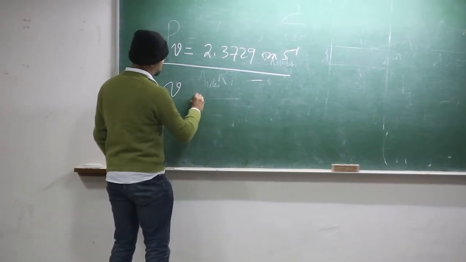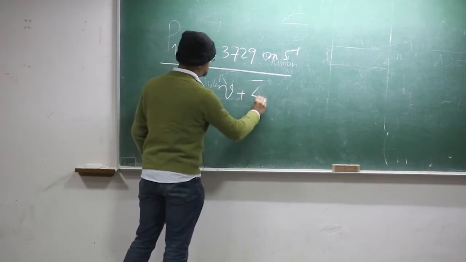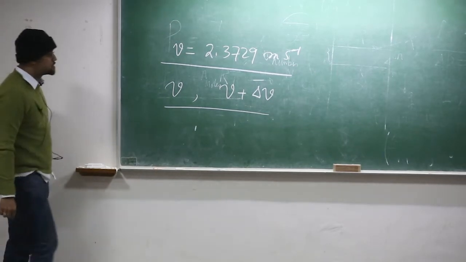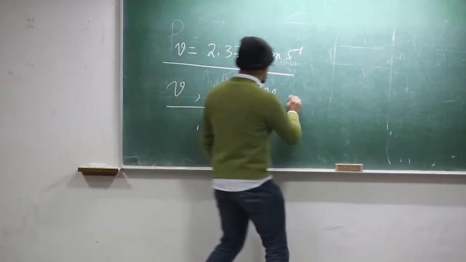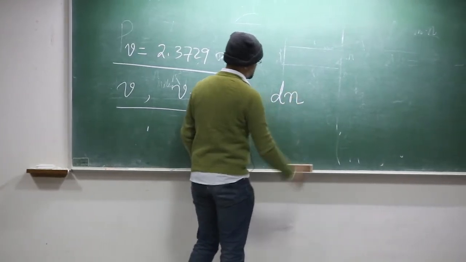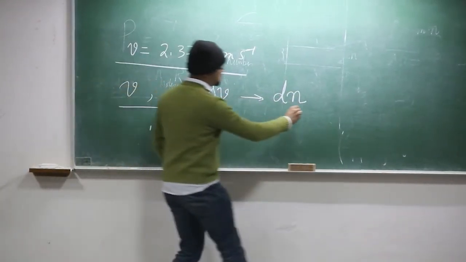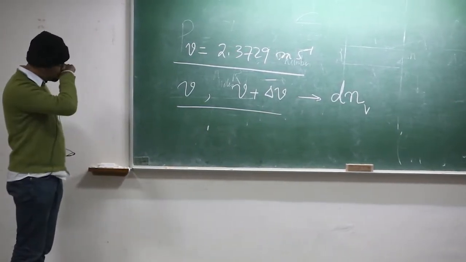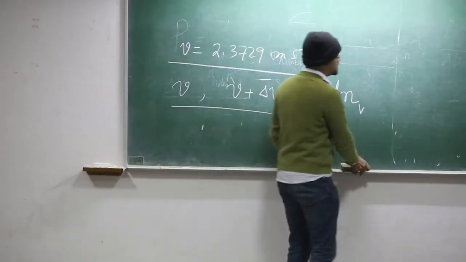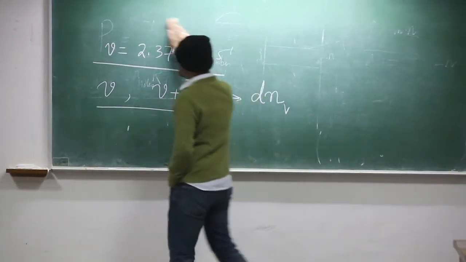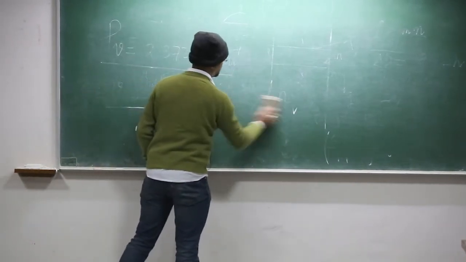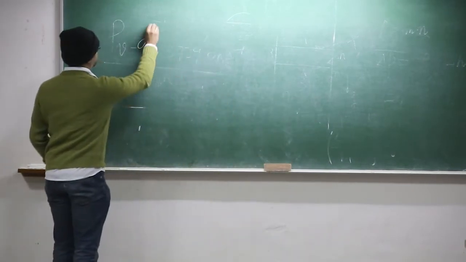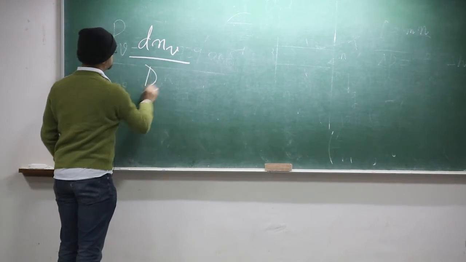So you should talk about a speed v and speed v plus delta v, and ask how many molecules are having velocities in this range. And that quantity is what we had defined as dn with a subscript v, and it's called the distribution. I'll give an example for you to understand this point. dn, which we call the distribution function.